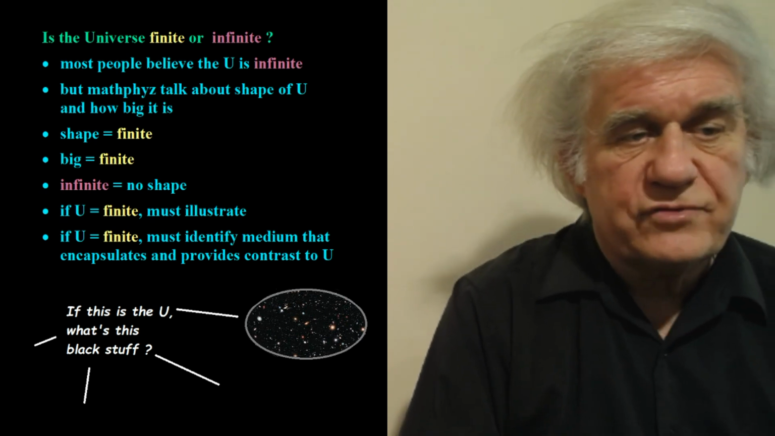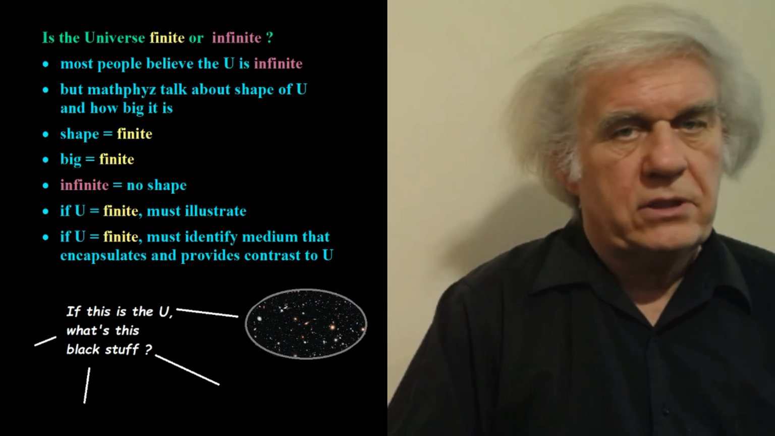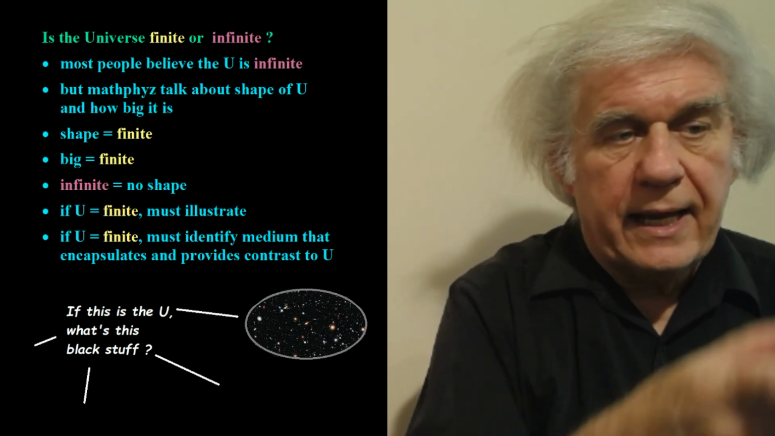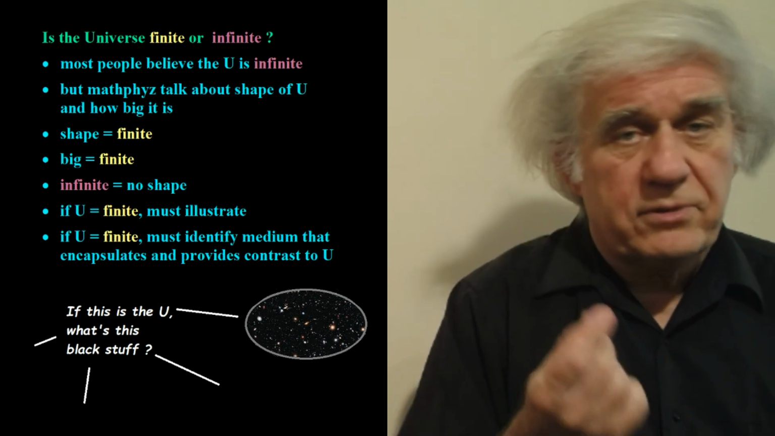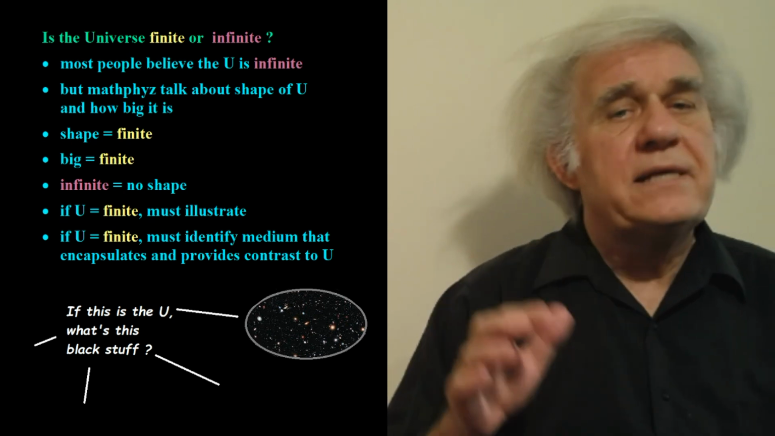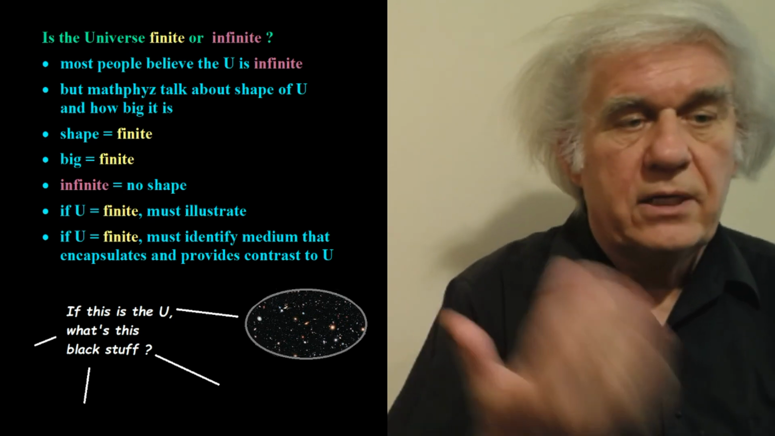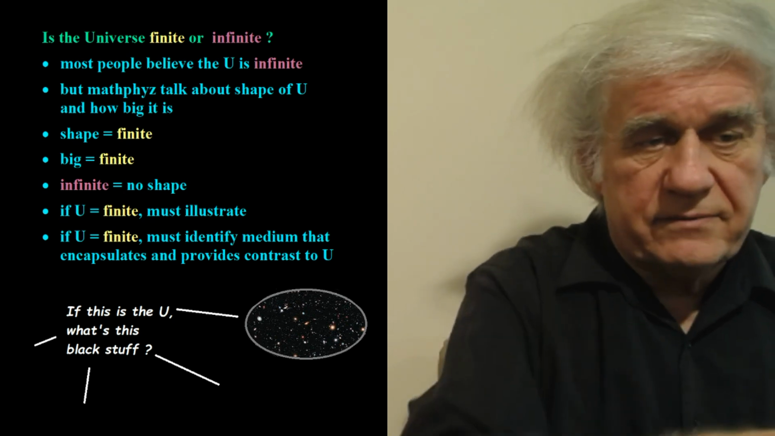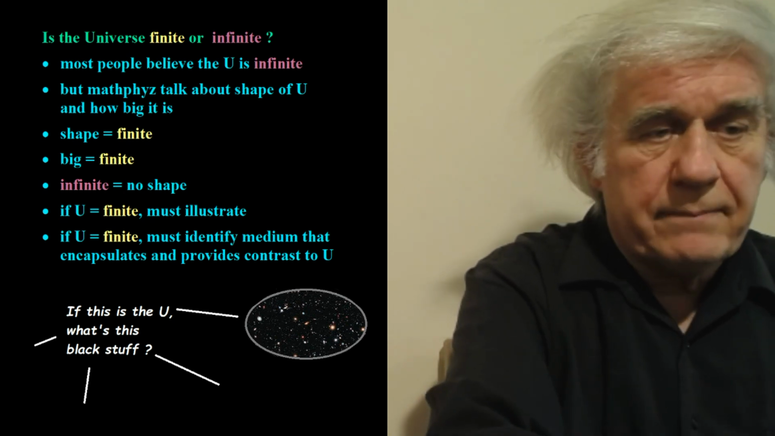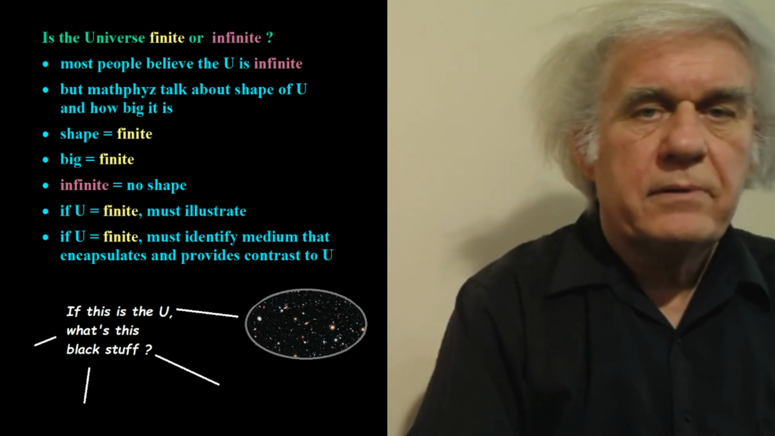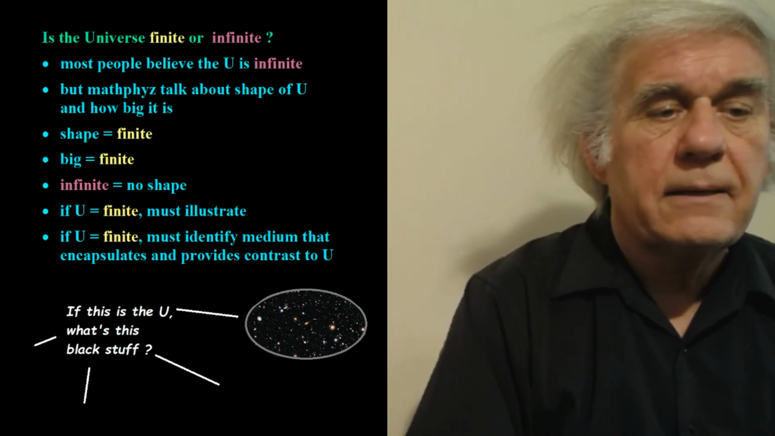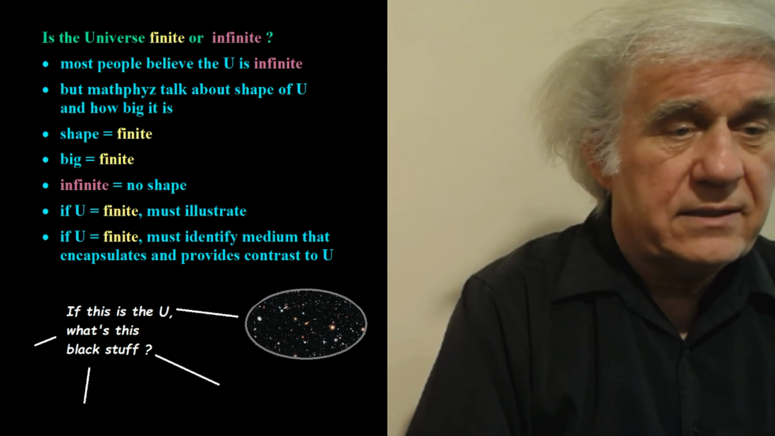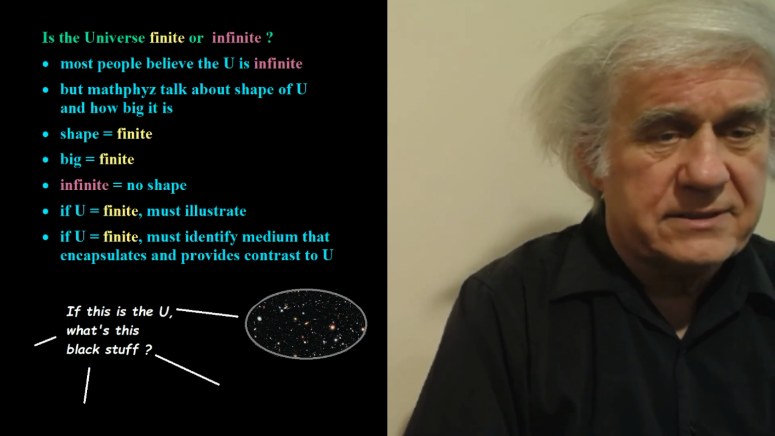And if the universe is finite, you must illustrate it. That's the only way. You show us what you have in your mind. So give us a picture of it. And if you do that, you've got to do one more step, and that is you must identify the medium that gives shape, or contrast, to the universe. So there you have a picture of it. If the universe is like that, that's just an example, what's the black stuff that gives shape, or contrast, to the universe? Those are your tasks. If you can't do that, you don't have a starting point. You don't have a hypothesis, let alone a theory.